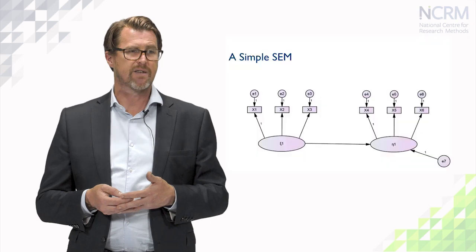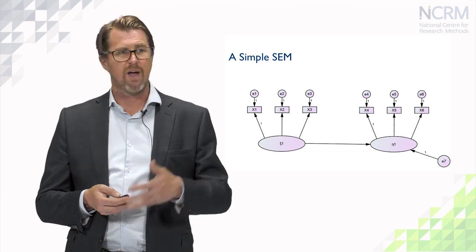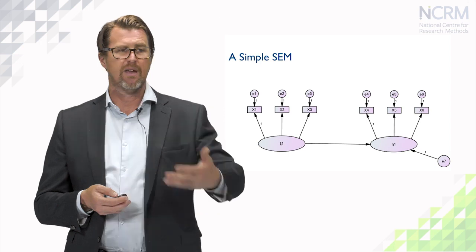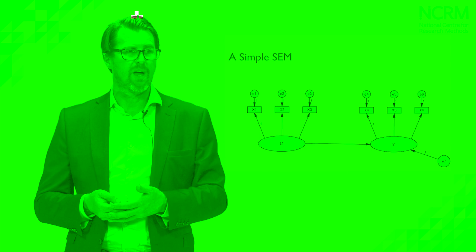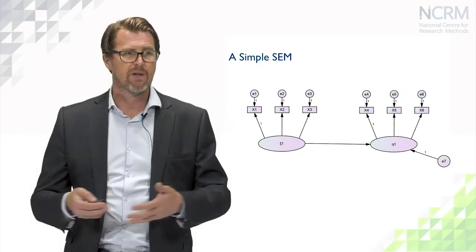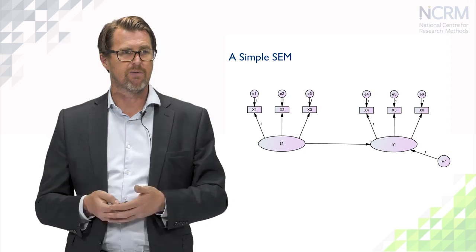So eta 1 here is the dependent variable, and xi 1 is the independent variable, the exogenous variable, and we have a disturbance term for that regression. And we're going to estimate some value for beta, which would then tell us what the relationship between eta 1 and xi 1 is in this example. So a very simple structural equation model, just extending a regression path between two latent variables.